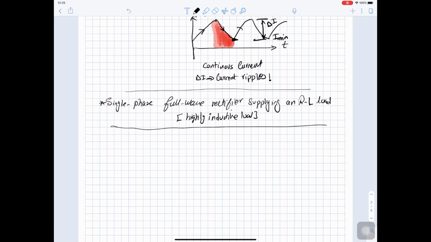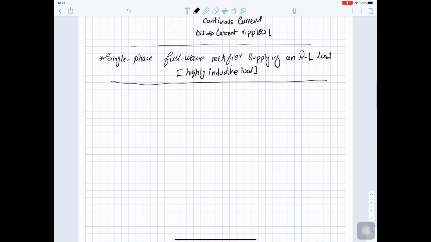So this is the circuit we are studying. Single phase full wave rectifier, uncontrolled. And uncontrolled means we have all diodes. So here we have diode, then we have the same two diodes. Then we have our load, which is RL.